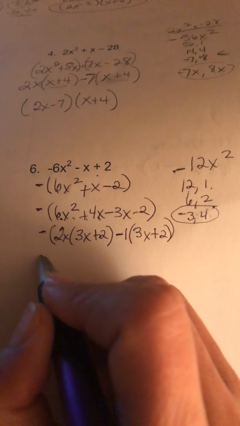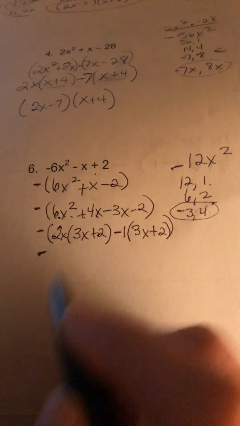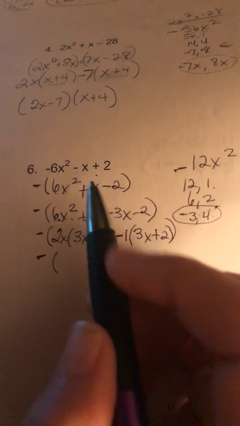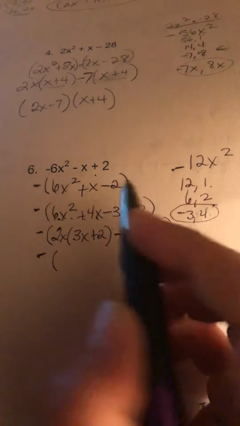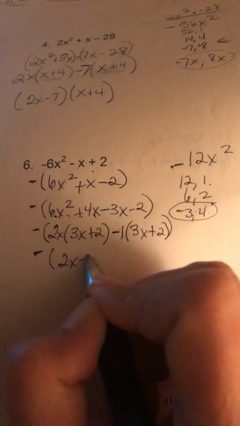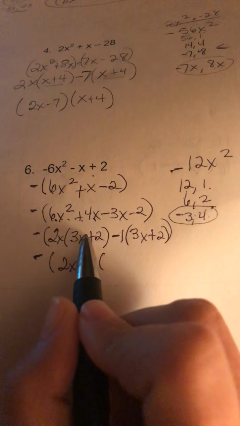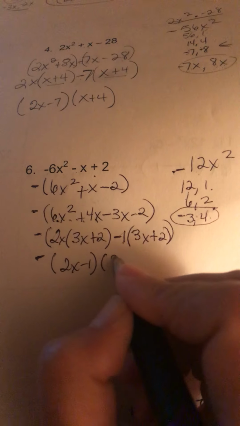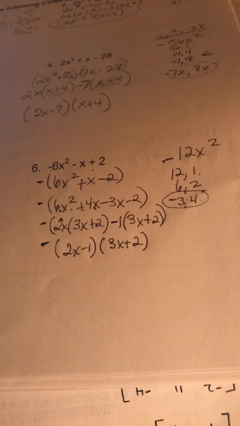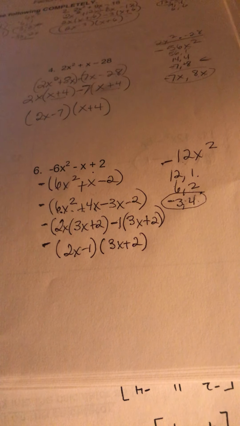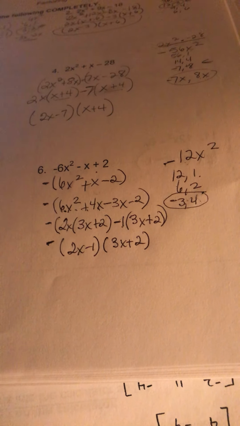Okay, now we're going to rewrite it. You're going to have negative, and you're going to take what's on the outside of the parentheses, which is 2x minus 1. And then you're going to take what's inside the parentheses that matches, and you only write it one time. So you get negative 2x minus 1 times 3x plus 2.